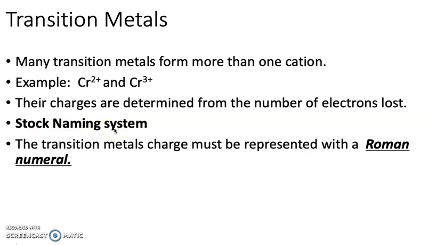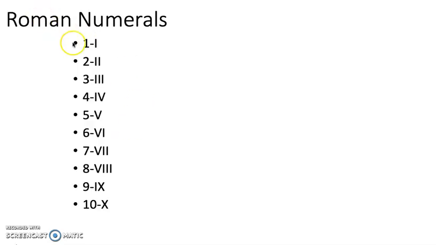The transition metal's charge must be represented with a Roman numeral, and the Roman numeral dictates what charge it has. Okay, so let's take a look. If it loses 1 electron, it's going to have Roman numeral 1. If it loses 2 electrons, Roman numeral 2. If it loses 3 electrons, Roman numeral 3, and so on and so forth. So these are your Roman numerals. IV is 4, 5 is V, 6 is VI, 7 is VII, and that's pretty much the furthest we go. You don't really get to 8, but 9 is IX, and 10 is X. So those are the Roman numerals you need to be familiar with. Like I said, you only really need up to 7 at that.